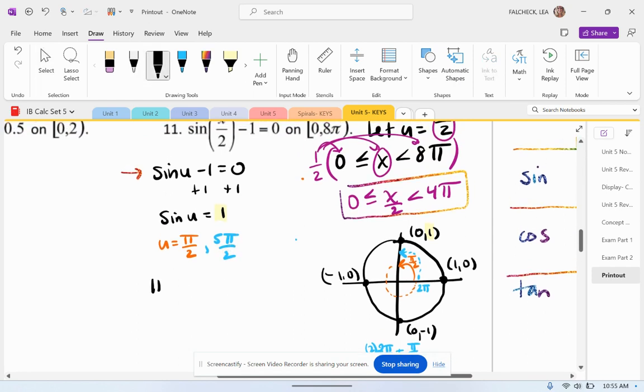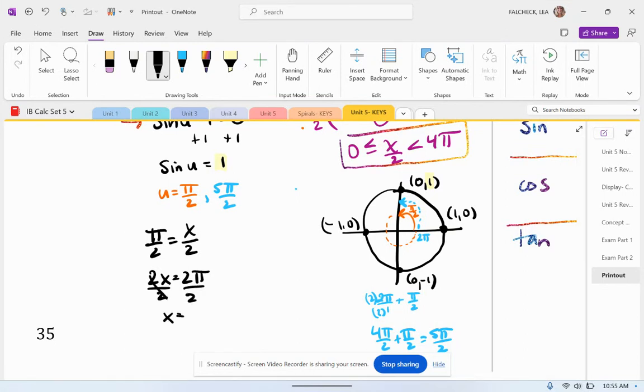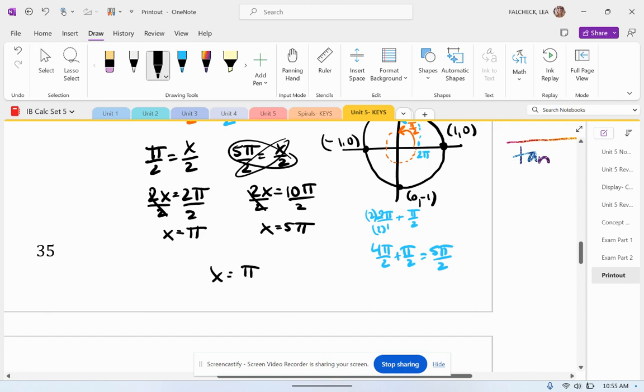So I'm going to take pi over 2. I'm going to set it equal to my u substitution, which was x over 2. Okay, that's one solution. I'm going to take my other solution. And I'm going to write them together in order. x equals pi, x equals 5 pi.